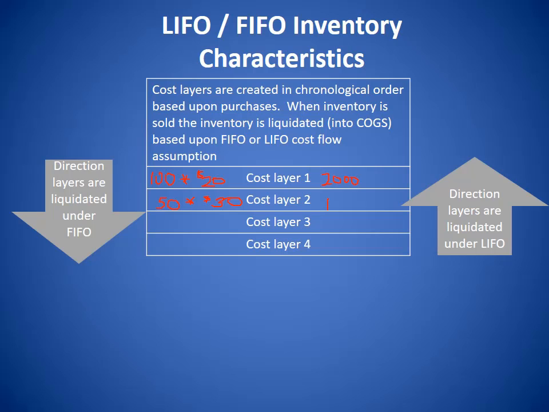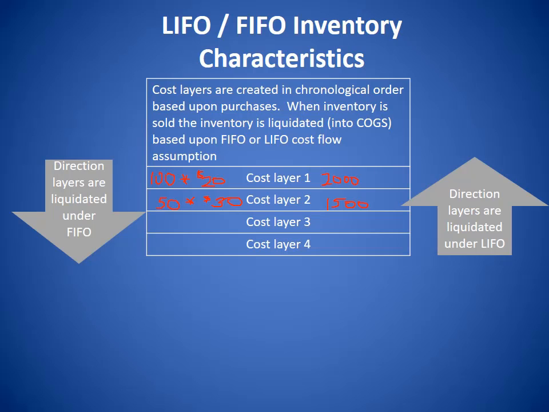Now, assuming right now we've made no sales, we're just talking about what we're doing here. So now we've taken two distinct transactions, and we paid different prices for the inventory. And notice we're laying down what we call a cost layer. 100 units times $20 a unit gives me a cost layer of $2,000. Then I purchase another group of units, 50 units times $30 per unit, and I've laid down another cost layer equal to $1,500.